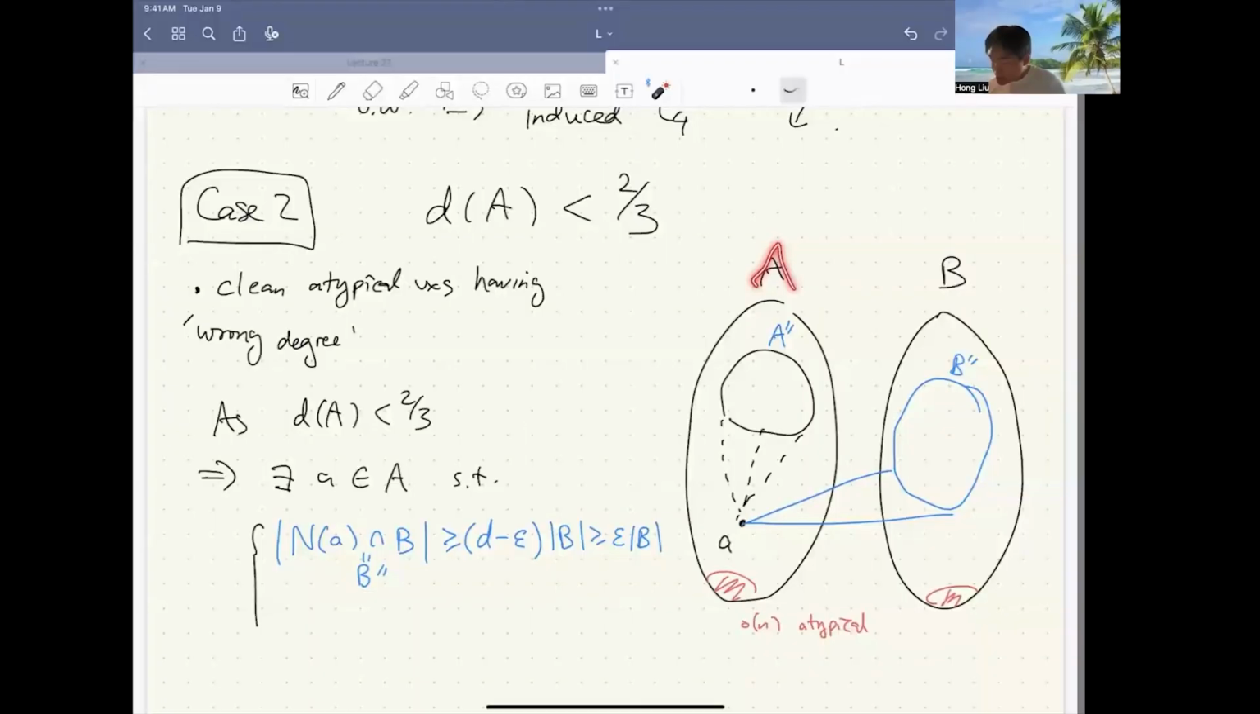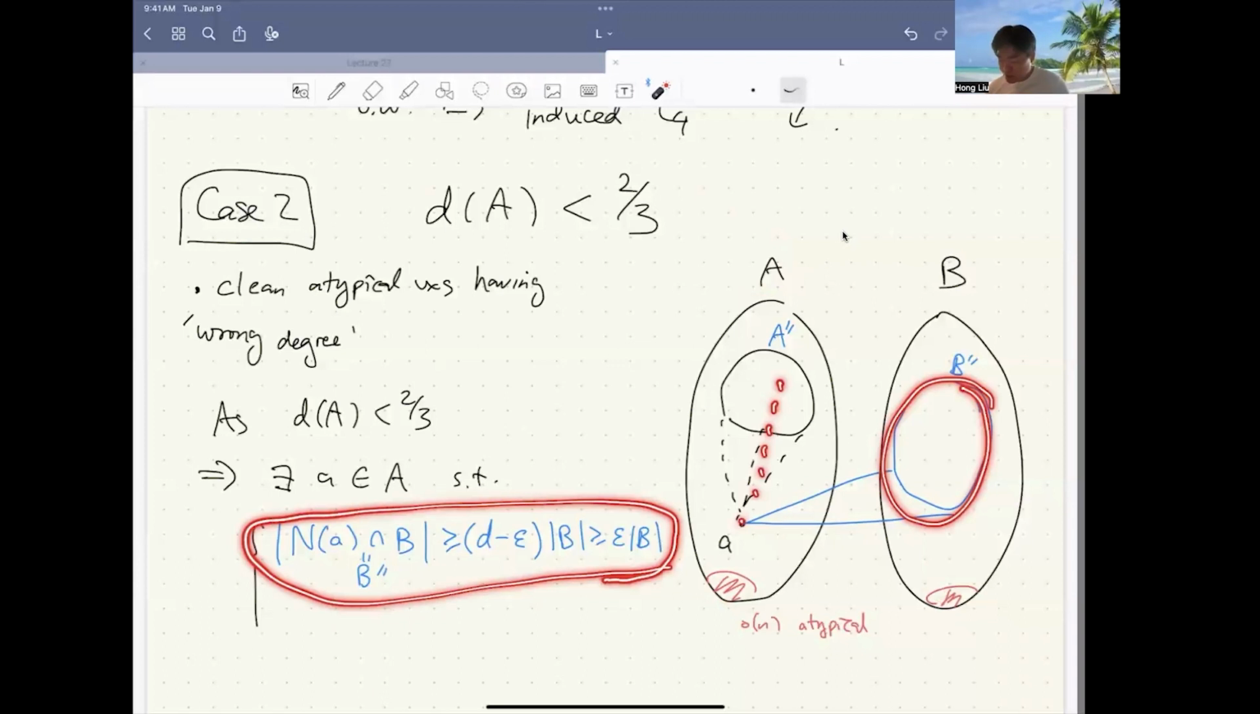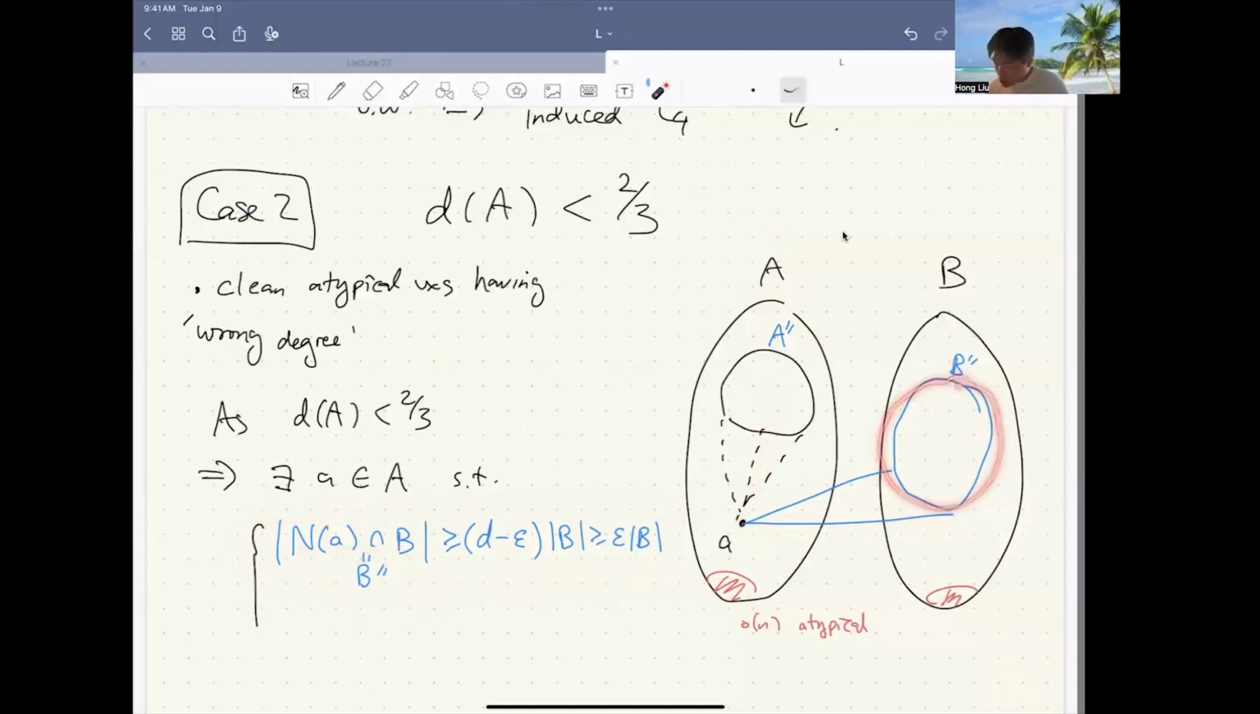We know that the density in A, so we are in the second case where the density of A is bounded away from 1, let's say at most 2/3. We clean the atypical vertices, so the remaining vertices have the correct degree to the right-hand side. So all these vertices satisfy this blue thing, right? The degree to the right-hand side, that's called B double prime, is at least D minus epsilon, which is at least epsilon proportion of the right-hand side.